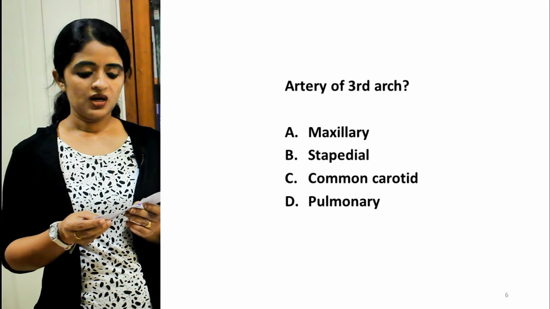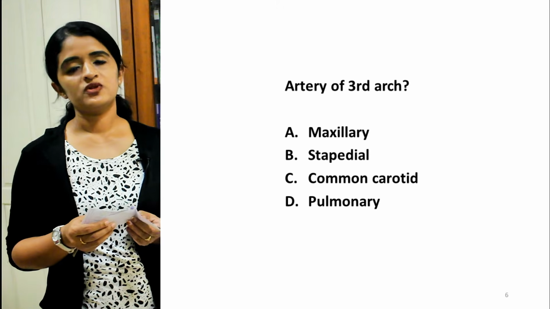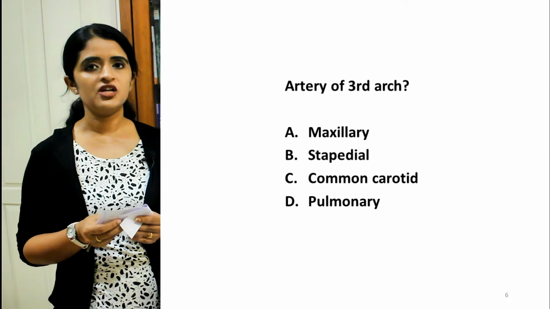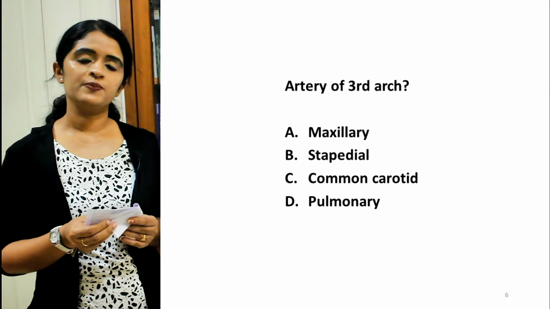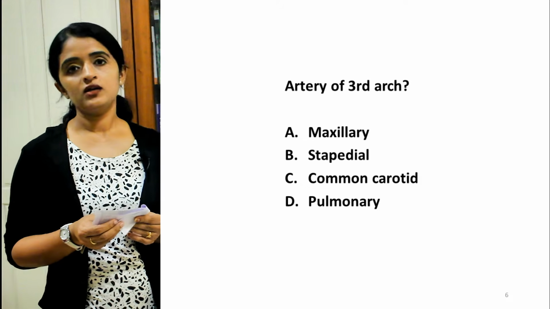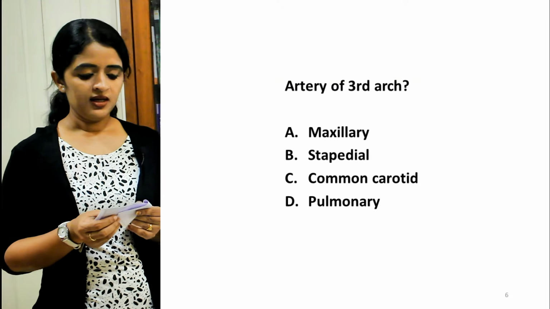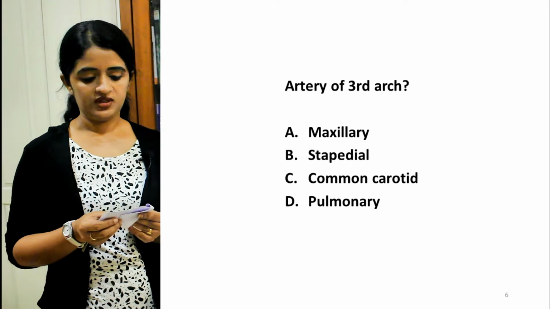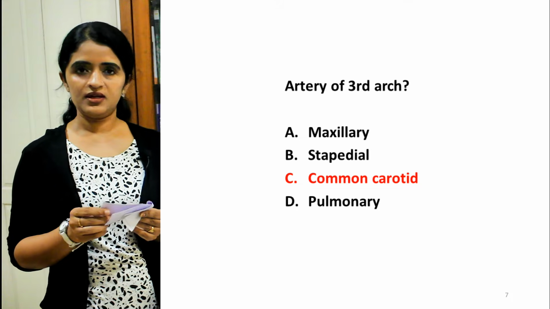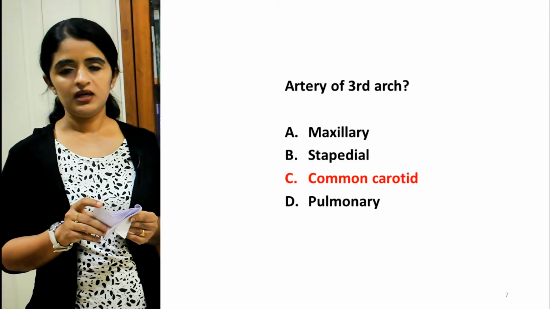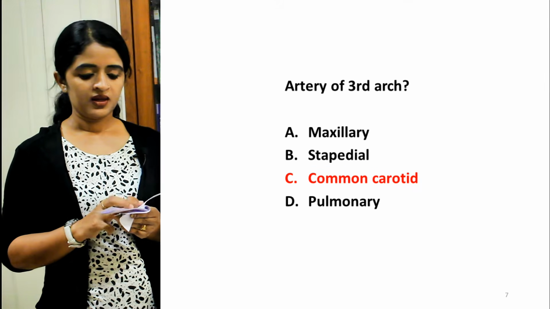Now the next question is artery of third arch. We have mentioned that the third arch is giving rise to the external carotid, internal carotid and common carotid. So out of the three carotid arteries, the option here is the common carotid artery. It's not maxillary, stapedial or pulmonary, it is the common carotid artery.